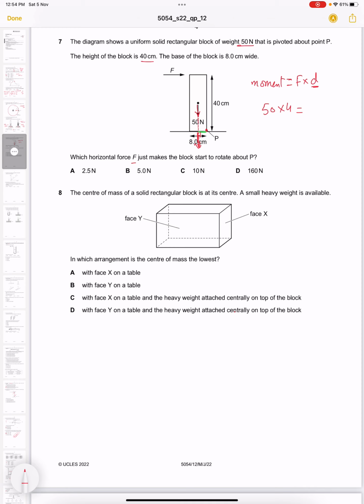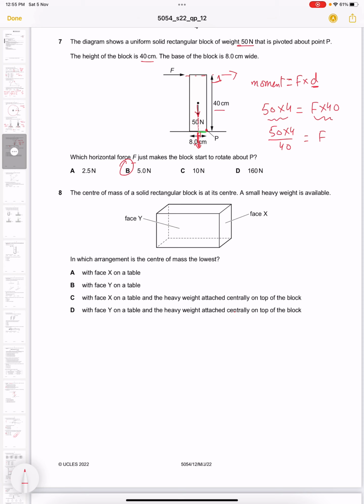On the other hand, for the other force F, its perpendicular distance is 40 centimeter, because the force is acting along this line and 40 centimeter is the distance which is perpendicular. So we will write down F multiplied by 40. This is the clockwise moment, and this one is the anti-clockwise moment. So we can find F now, which will be equal to 50 multiplied by 4 over 40. The answer will become 5 Newton. Right?